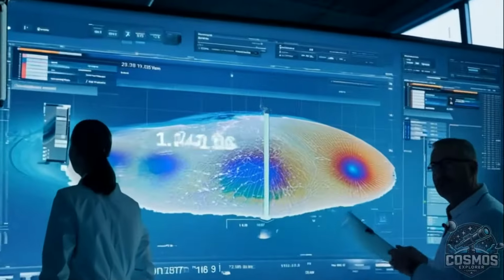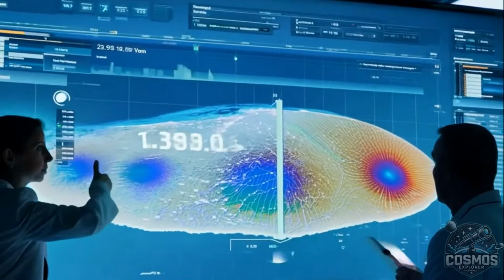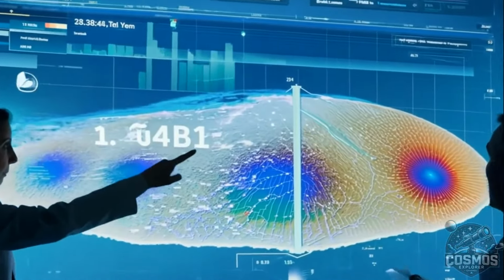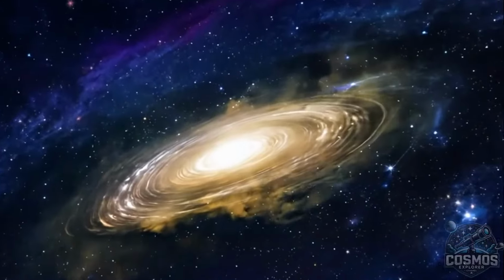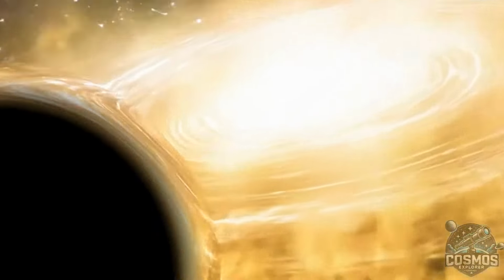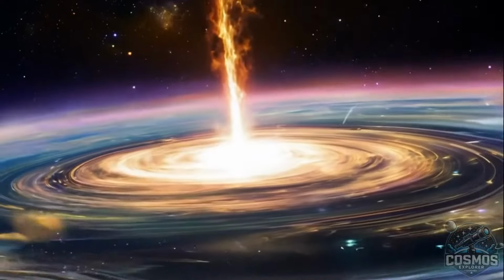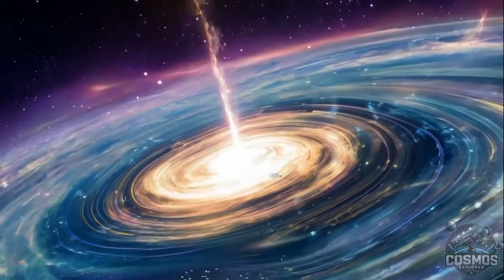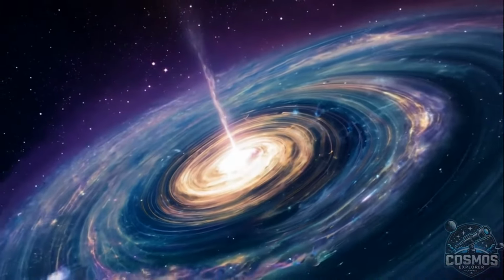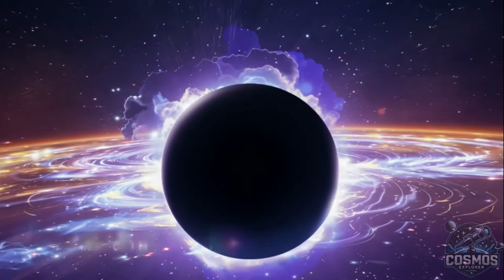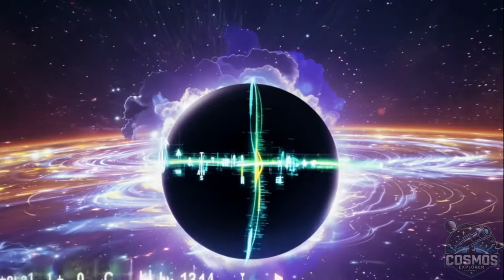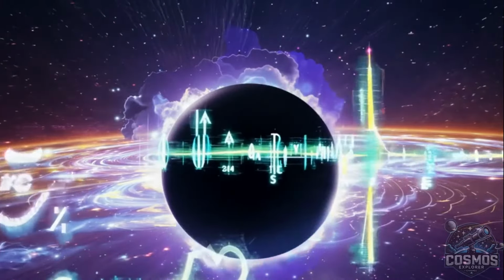For example, our galaxy, the Milky Way, likely formed from the merger of several smaller galaxies and continues to evolve through the accretion of matter and star systems. In the future, our galaxy will collide with the neighboring Andromeda galaxy, and this collision will lead to the formation of a new, larger galaxy that may become elliptical or lenticular.